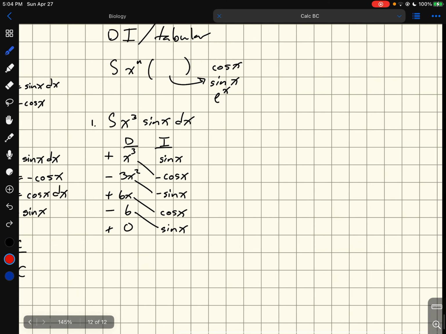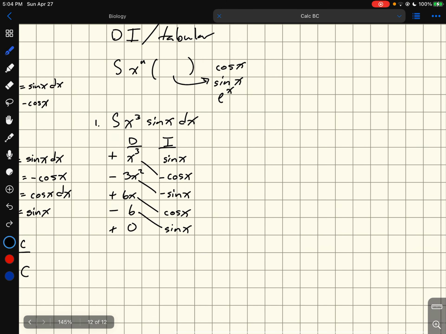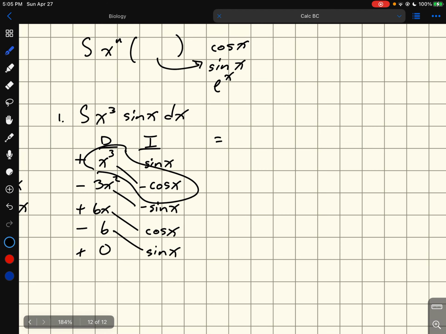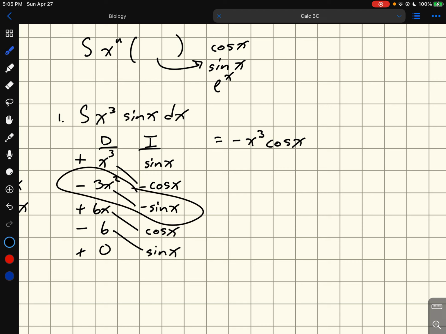So the answer for this equals, first we have this positive x cubed and the negative cosine x. So that means we're going to have a negative x cubed cosine x. And then we have this negative 3x squared and a negative sine x. So that's a positive 3x squared sine x.